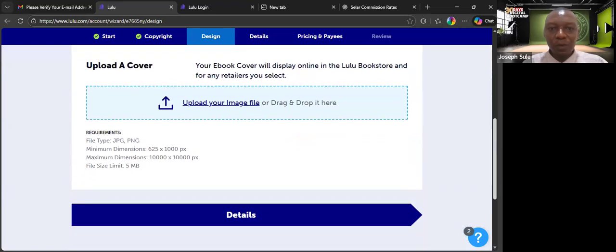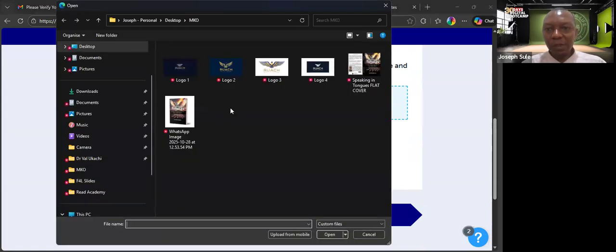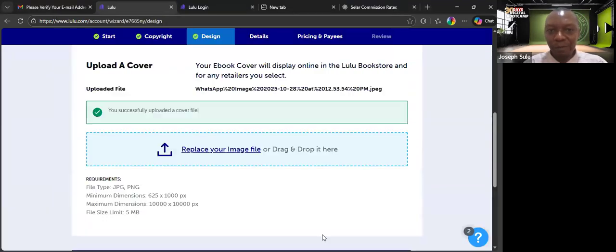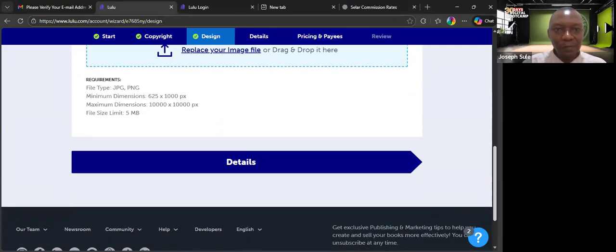Next thing, I want to upload my book cover. So I'll select this and I say, okay, where is it? I have 2 book covers. There is the flat one, there's the 3D one. Of course, I don't want to use the flat one. It looks so ordinary. So I'm going to go with the 3D book cover design. Okay. And it's telling me that I have successfully updated a cover file.